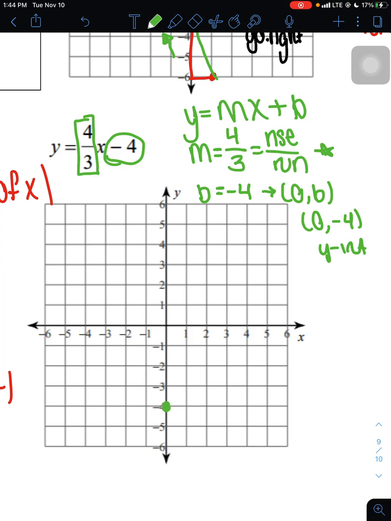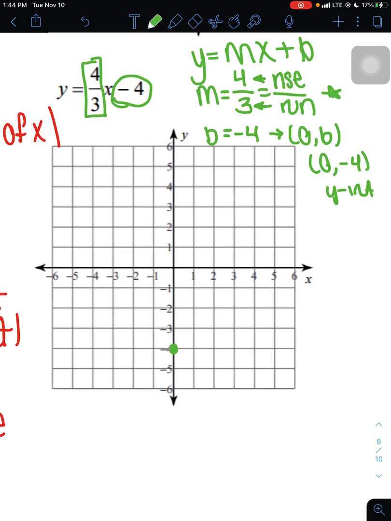And now I need to do the rise over run method. So I'm going to go up 4 units to the right 3 units. And I know I'm going up and right because both numbers are positive. So I'm going to go up 4 over 3. And I'm going to do it again. Up 4 over 3.